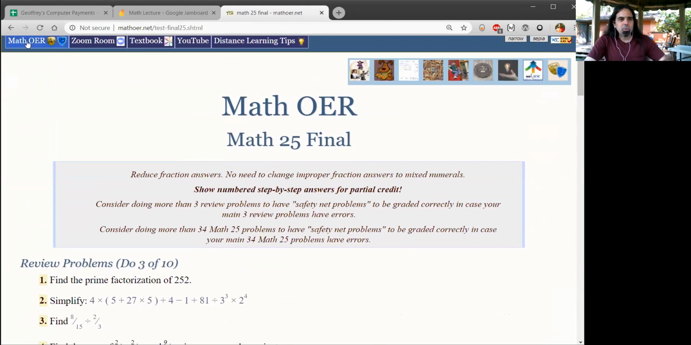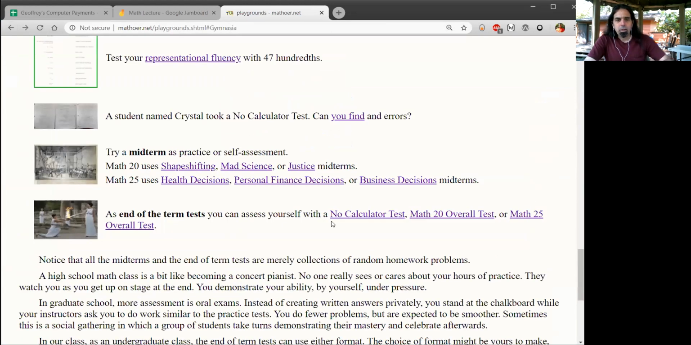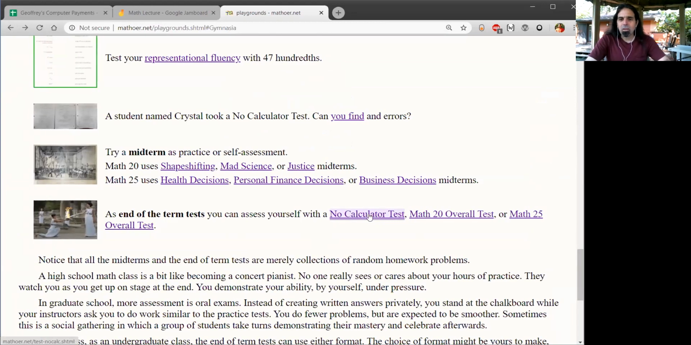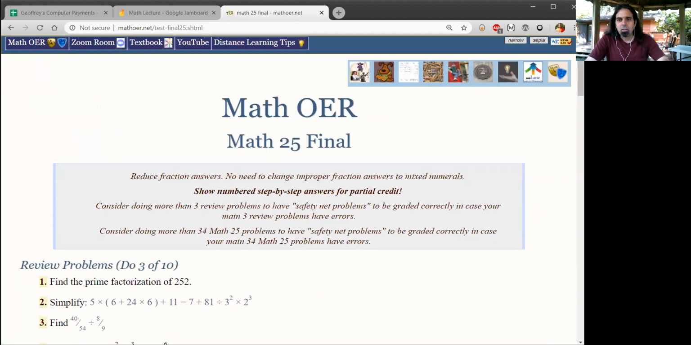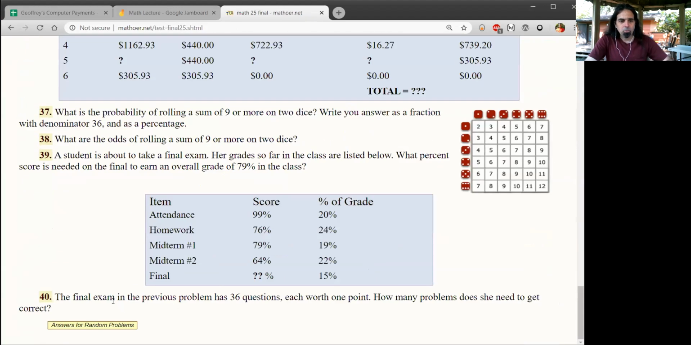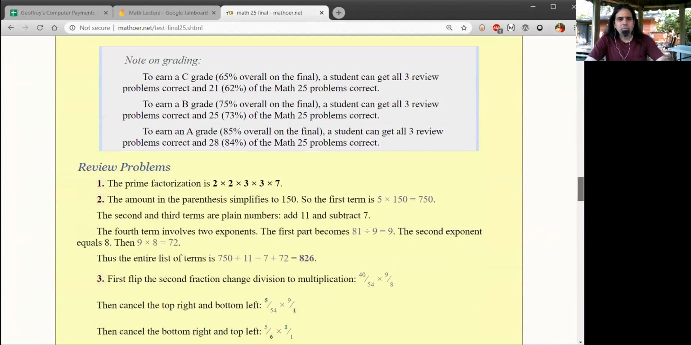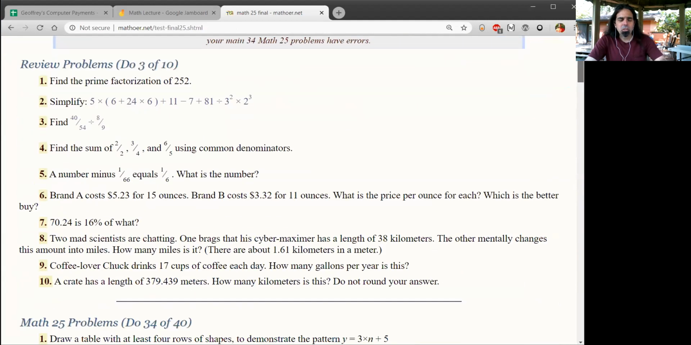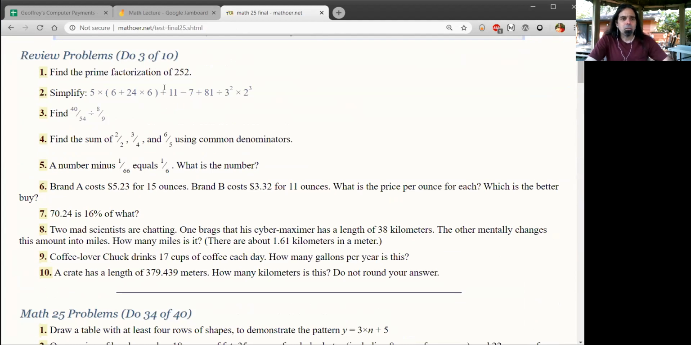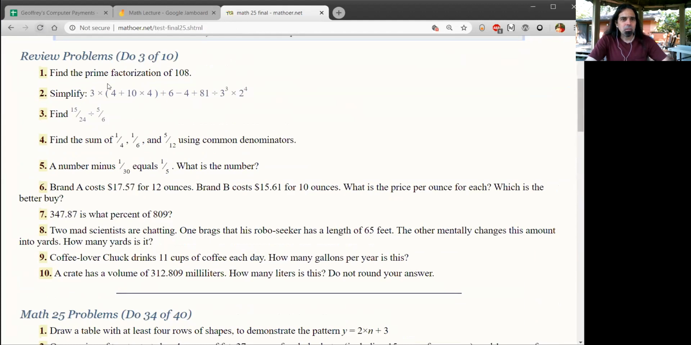So what happens is when you go to the end of term tests, there's a no calculator test, which is optional in Math 25. It's a nice way to get a star in your achievements, but you don't have to do it. The one you need to do is the Math 25 overall test. And so you can click on that, take a practice test, look at your answers at the bottom, and every time you load the page, the numbers change, and the problems do a little bit too. So here we're having a prime factorization of 252, but if I reload, now it's 108.